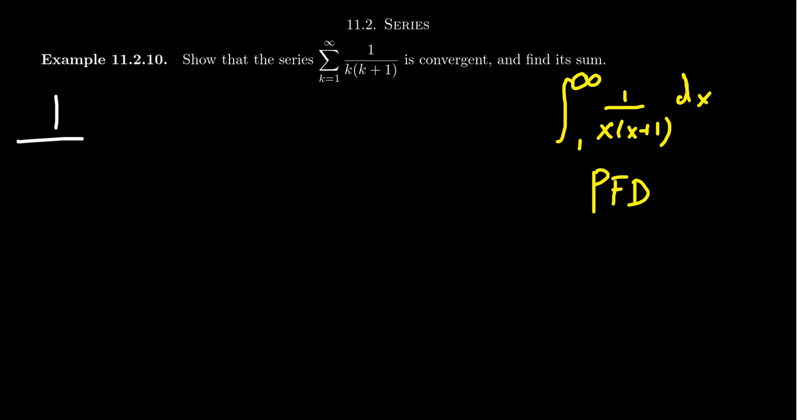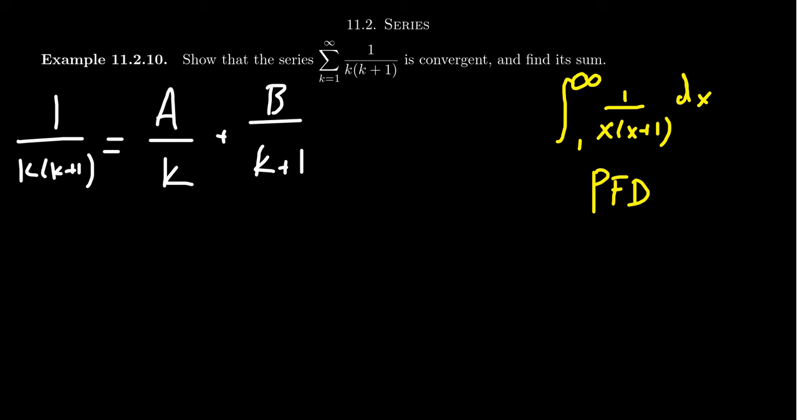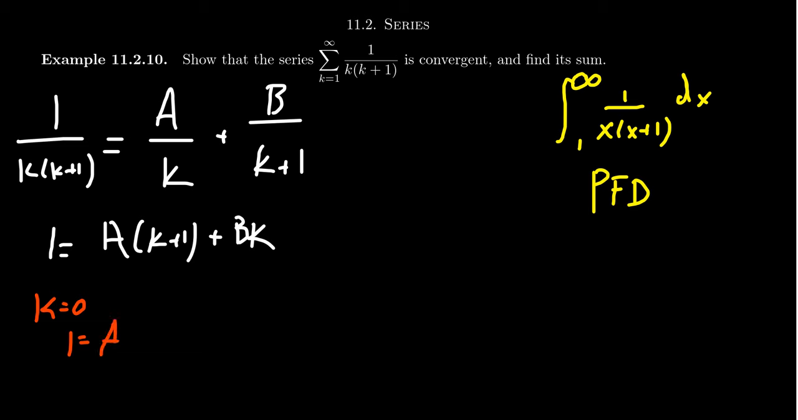So if we take the fraction 1 over k times k plus 1, and we want to do a partial fraction decomposition, we'd get A over k plus B over k plus 1 as our template. Clearing the denominators, we get 1 equals A times k plus 1, and then add to that B times k. We're going to pick some cool numbers to annihilate with. For example, if we take k to be 0, that annihilates the Bk, leaving only A. That is to say, 1 is equal to just A. And then the other option, if we take k to be negative 1, that'll annihilate the A, leaving only B, in which case we get that negative B equals 1, that is, B equals negative 1.